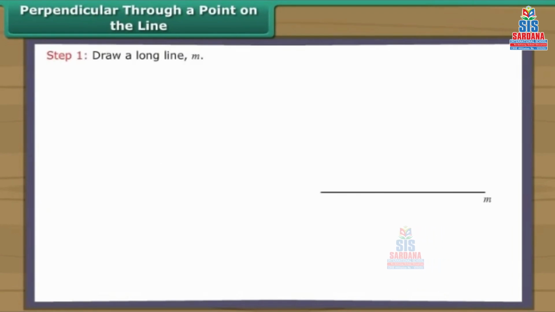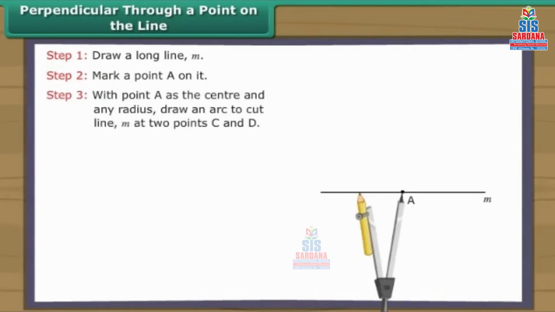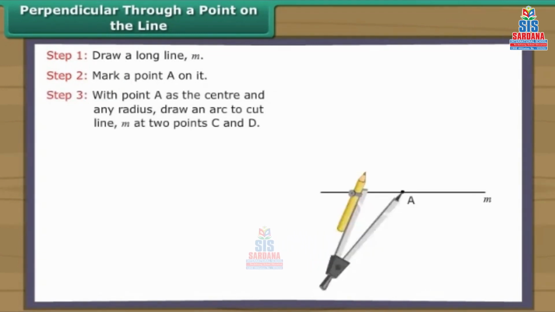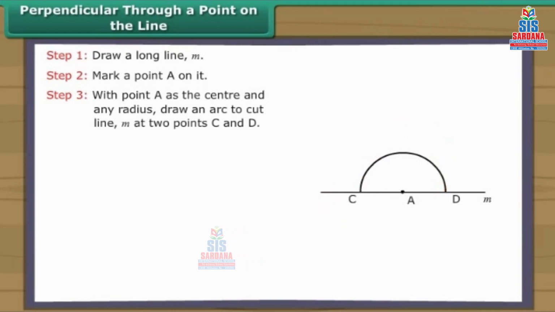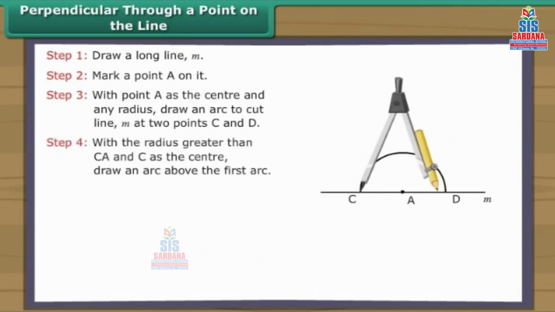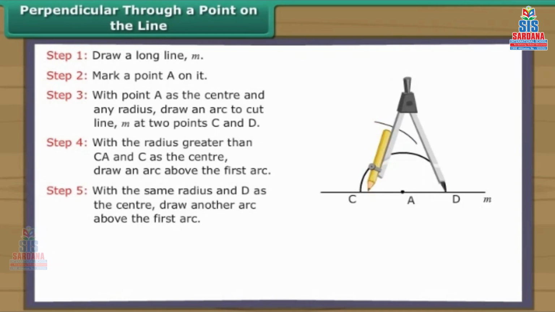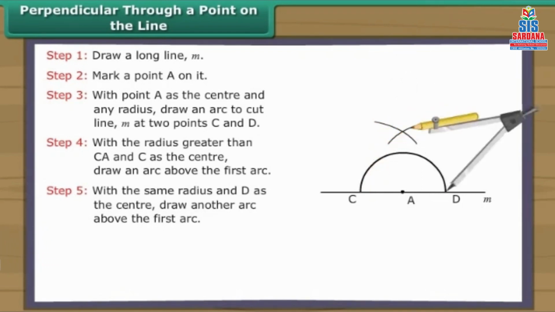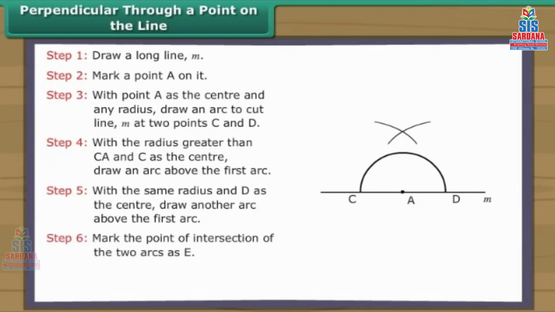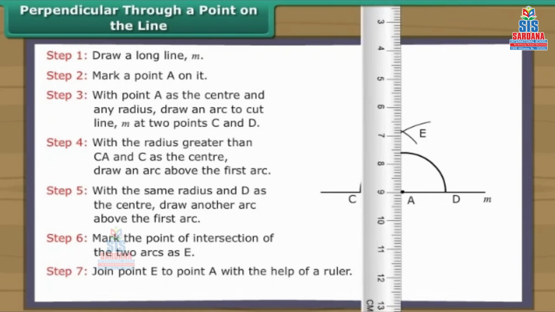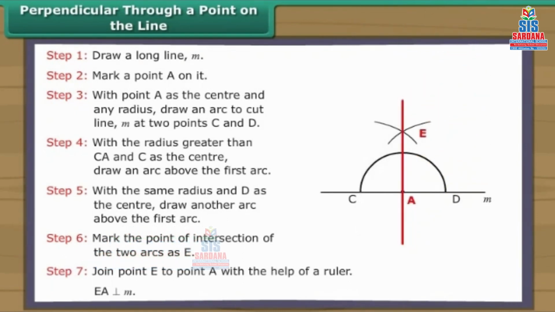Draw a long line M. Mark a point A on it. With point A as the center and any radius, draw an arc to cut line M at 2 points C and D. With the radius greater than CA and C as the center, draw an arc above the first arc. With the same radius and D as the center, draw another arc above the first arc. Mark the point of intersection of the two arcs as E. Join point E to point A with the help of a ruler. EA is perpendicular to line M.